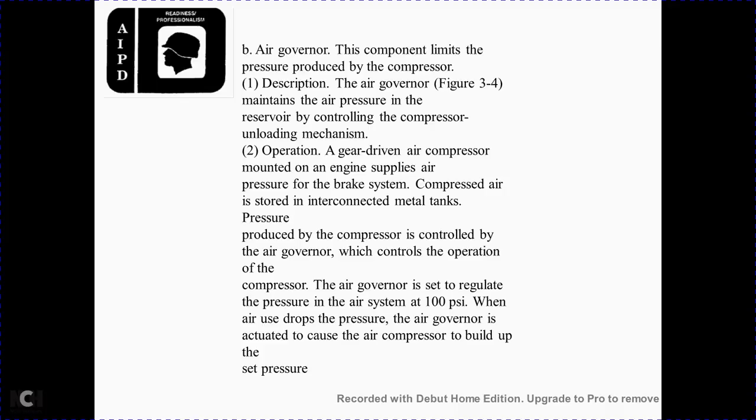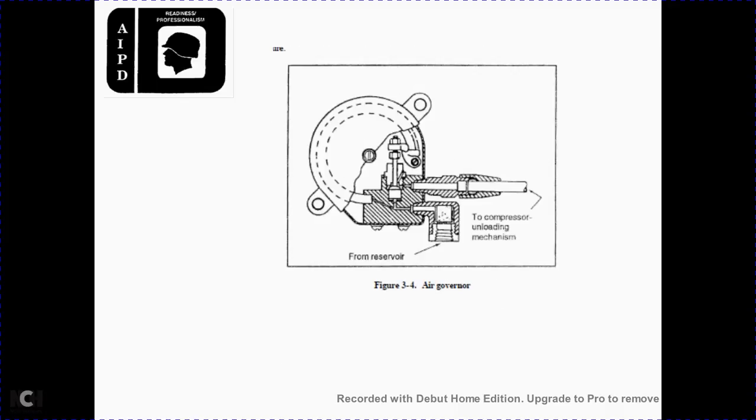The air governor regulates the pressure in the air system at 100 psi. When the air pressure drops, the air governor is actuated to cause the air compressor to build up and set the pressure. Figure 4 shows the air governor and the compressor unloading mechanism for the reservoir.